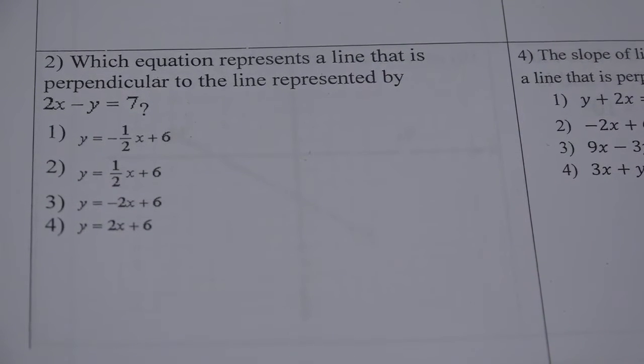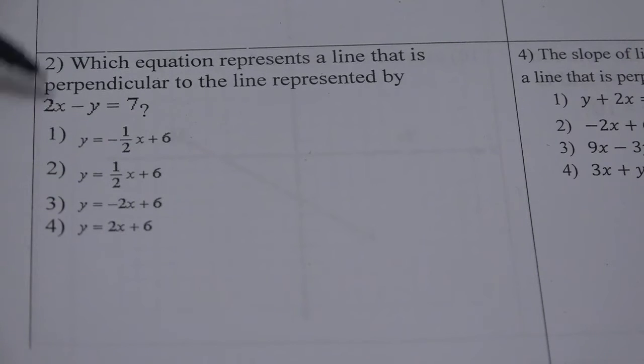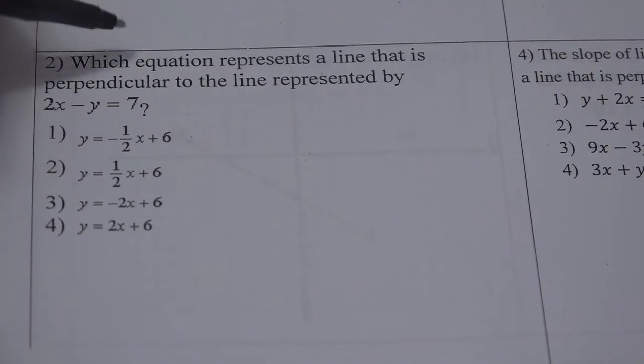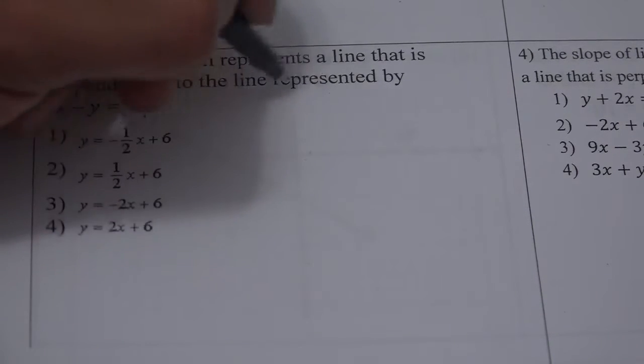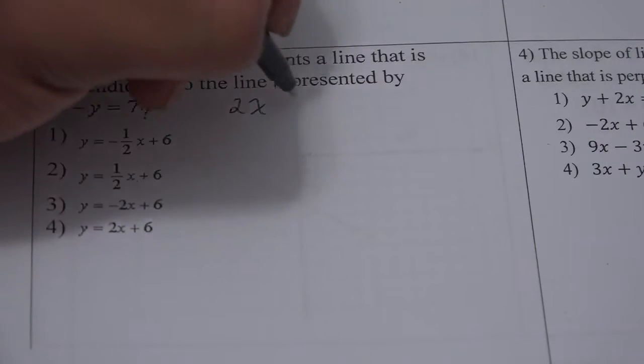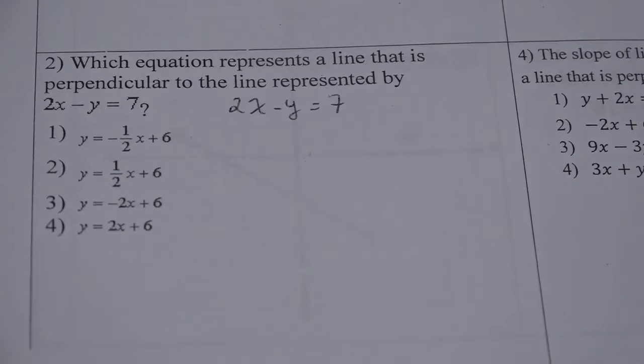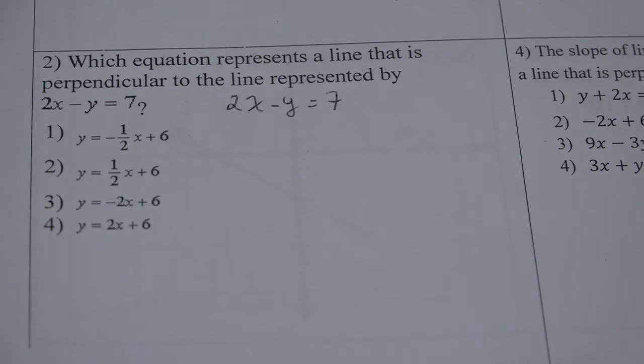Which equation represents a line that is perpendicular to the line represented by this? First of all, in order to determine whether two lines are parallel or perpendicular, you need to know what the slope is. Here, I don't know what the slope is. I mean, I can tell you, solve for y. This is the equation that you have: 2x minus y equals 7. So, how do I solve for y?